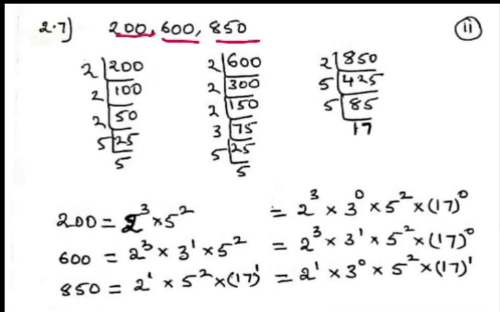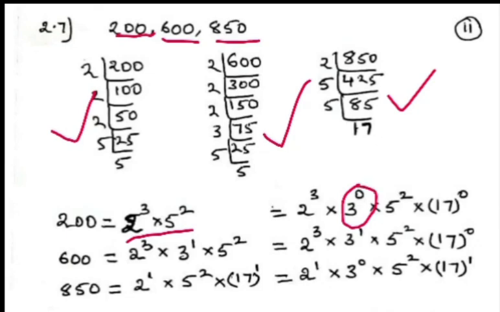Now we find prime factors for 200, 600, and 850. Prime factors for 200 are 2 power 3, 5 square. So the missing prime number is 3 and the missing one is 17. These are missing, so we note down 3 power 0 and 17 power 0 in this. We include this in this product.